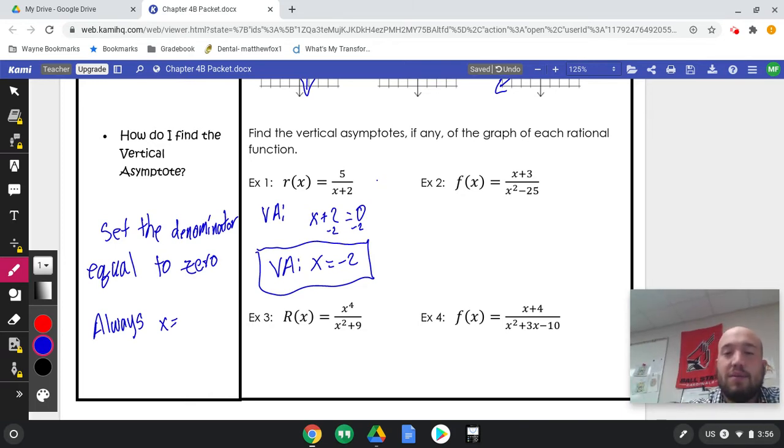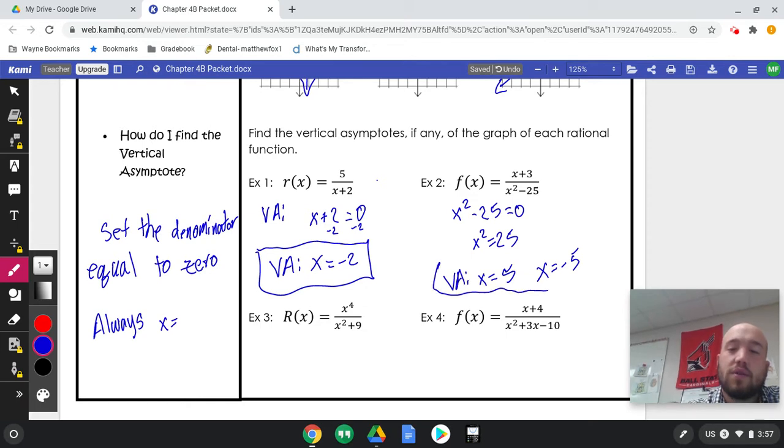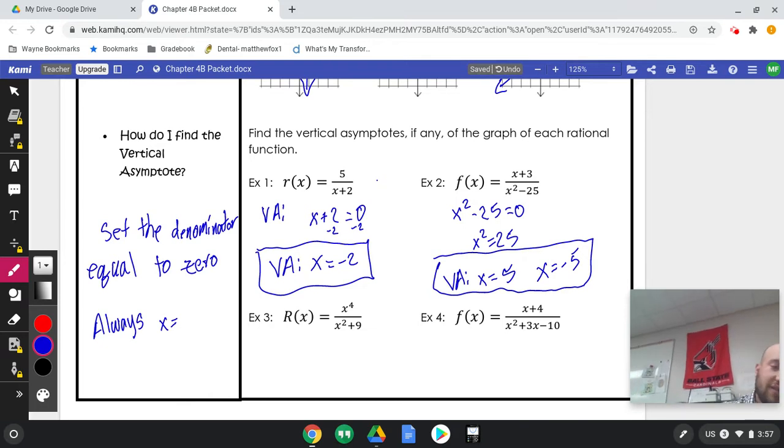So the next one, maybe this one's a little bit more complicated. We have x squared minus 25. We set that equal to 0. It's up to you how you do it, but if we add the 25 over, x squared equals 25, square root of both sides, we will get x equals 5 and x equals negative 5. It could be either one. So this one actually has two vertical asymptotes at x equals 5 and x equals negative 5.